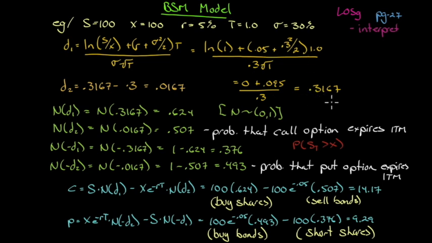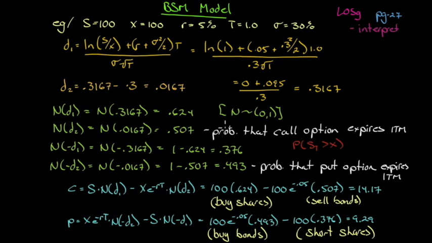We're just substituting in and solving. 0.3167 for D1. For D2, it's 0.3167 minus whatever our denominator here was. It's the same thing, 0.0167. And if we look up the area under the curve for the cumulative function for N at 0.3167, we'll get 0.624. And at 0.0167, we'll get 0.507.